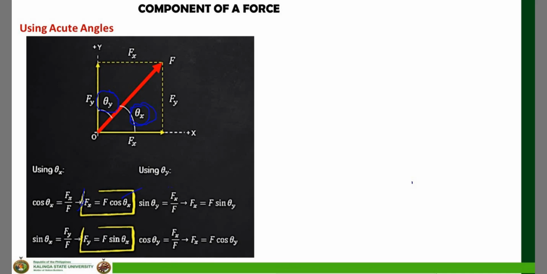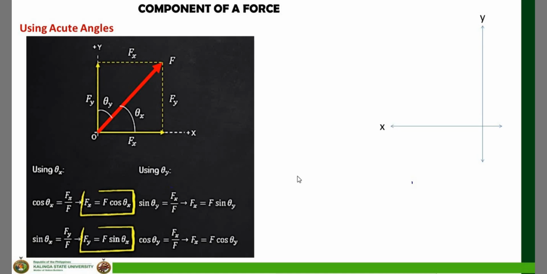Whenever we are given Fx, we use the equation in the yellow box. Always consider the angle of inclination from the x-axis. Okay? So, let's have an example, so we can understand better how to compute the components of a force using acute angles.